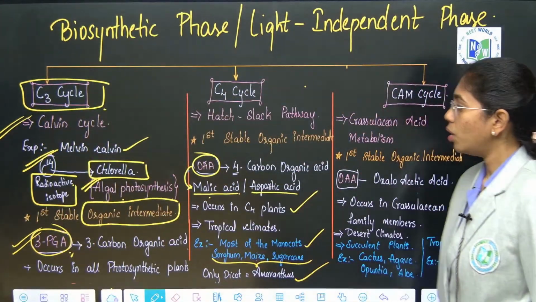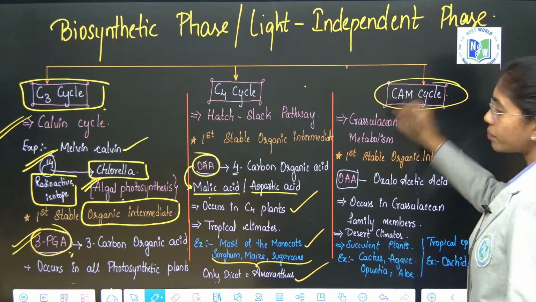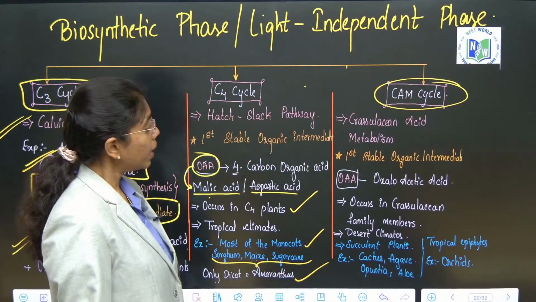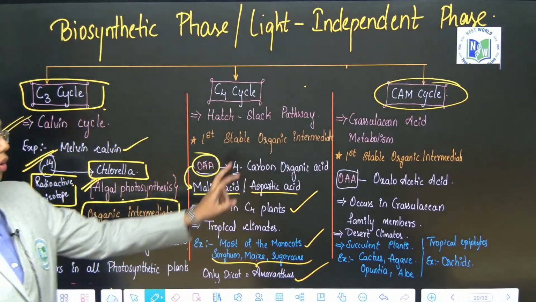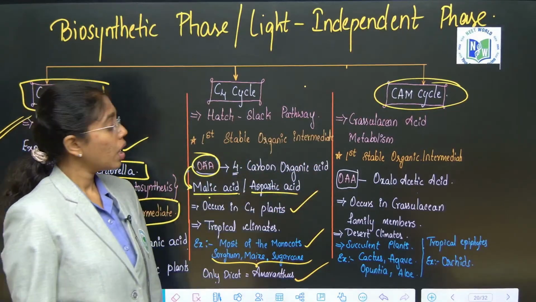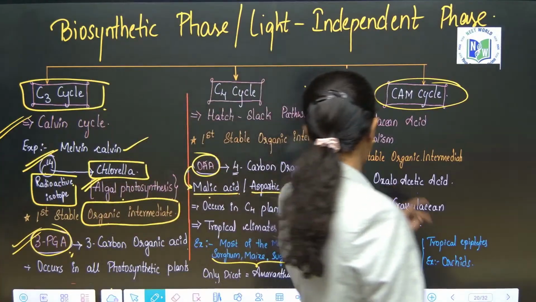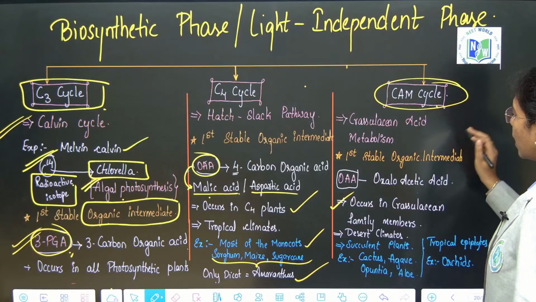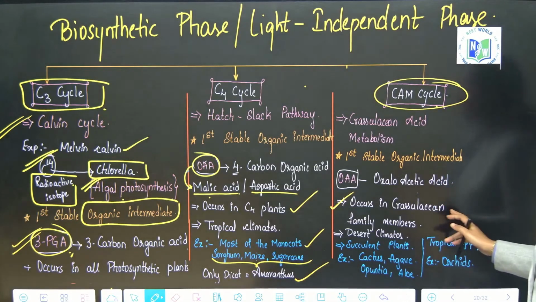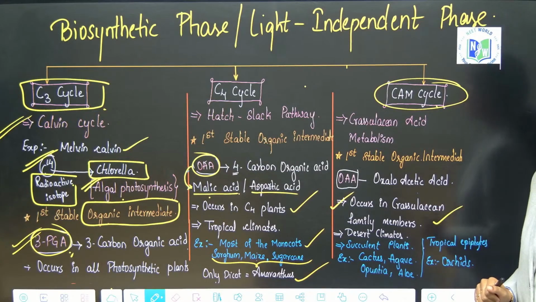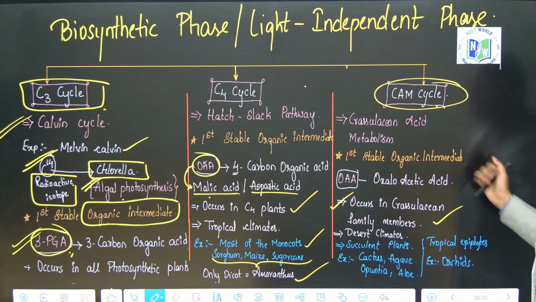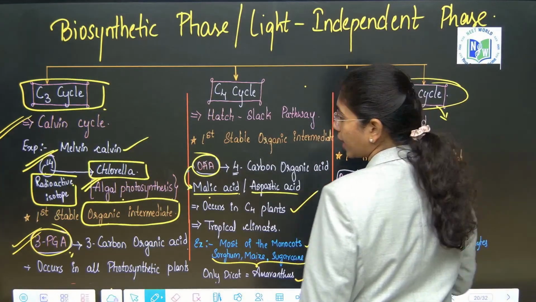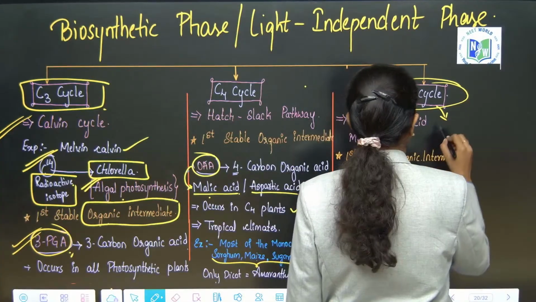New point to be noted. Next is CAM cycle. CAM cycle is also known as crassulacean acid metabolism. Here also the first stable intermediate formed is oxaloacetic acid. This occurs in crassulacean family members, and here you can see CAM cycle operates in usually desert plants or the plants belonging to the crassulacean family. Here there is an adaptation that stomata opens during night time and closes during daytime. This is known as scotoactive stomata.